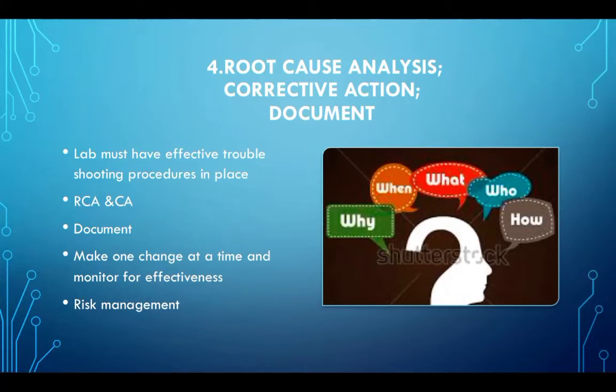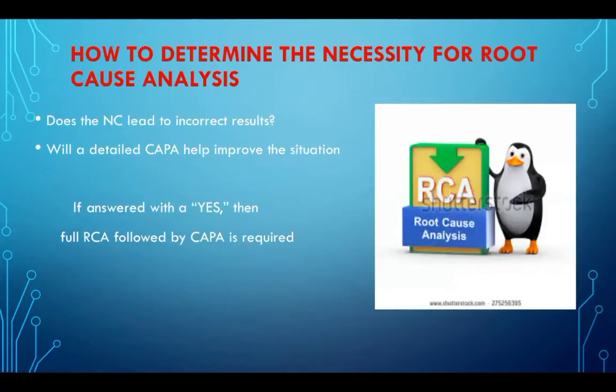Risk management. What is risk? Risk of issuing wrong report to the patient. You have to see whether this variation can cause variation in the patient result in a significant way or not, and how we can mitigate the possibility of this happening. For this, what is important? Whatever variation you are getting, whether it can result in incorrect result.